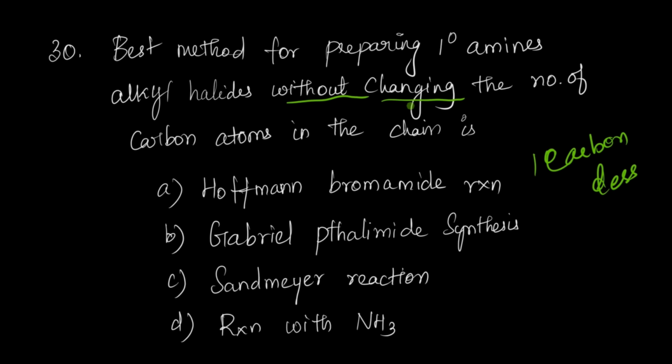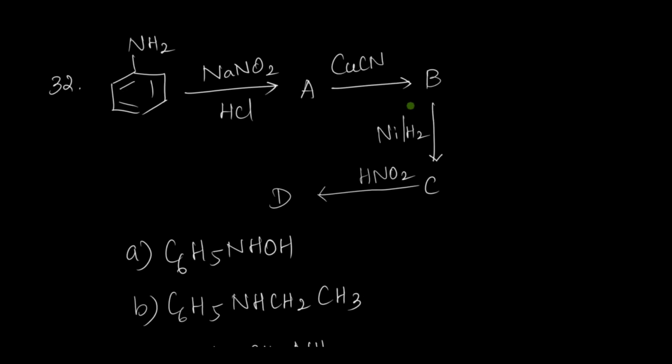Gabriel-phthalimide synthesis, which will involve the phthalimide to form primary amines. Sandmeyer reaction, which will form benzene diazonium salt, and then reaction with ammonia. So this can give you the option D. Then this kind of simple question can also be asked, not so simple but lengthy.